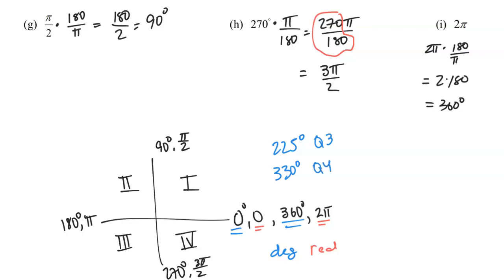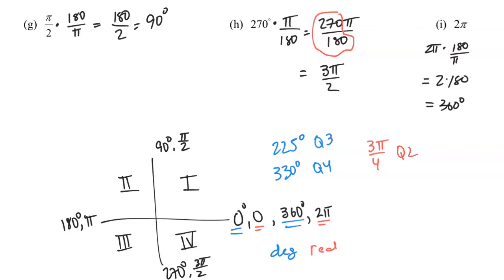And so the degrees are pretty straightforward and pretty easy, but let's talk about radians for just a second. What if I wanted to know what quadrant 3/4 pi, or 3 pi over 4, is going to fall into? Well, 3/4 is in between 1/2 and 1, and so 3/4, or 0.75 pi, is going to be between half of a pi and a full pi, and so this is going to be in quadrant 2.